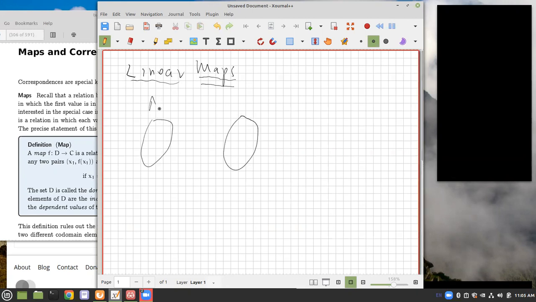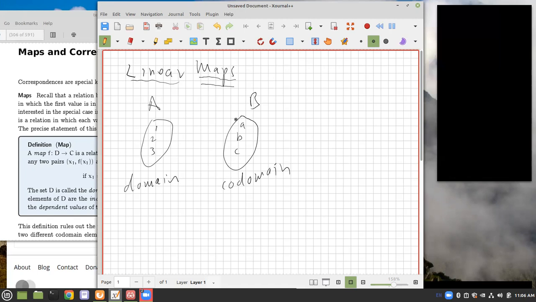You have two sets. One's called the domain, and one's called the co-domain. And here we're going to take A to be just the set with the numbers 1, 2, 3, and B to be the set with the letters A, B, C. Eventually our sets A and B will be vector spaces, but the concept of a map doesn't depend on that. So now a map assigns to every element of the domain, every member, each of 1, 2, 3, some element of the codomain.